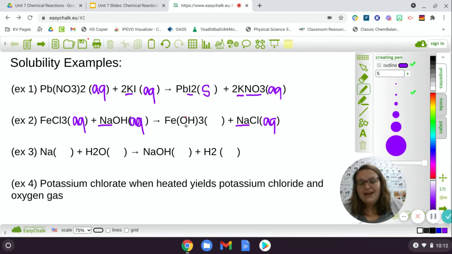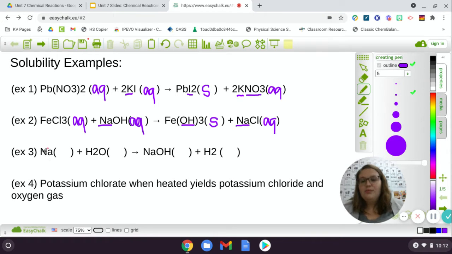Now, what's the rule for hydroxides? It says, except for those in Rule 1, and Rule 1 said, all common salts of group 1 elements and ammonia are soluble. Carbonates, hydroxides, oxides, sulfides, and phosphates are insoluble. So because this hydroxide here is with something that's not a group 1 element or ammonia, it's solid.